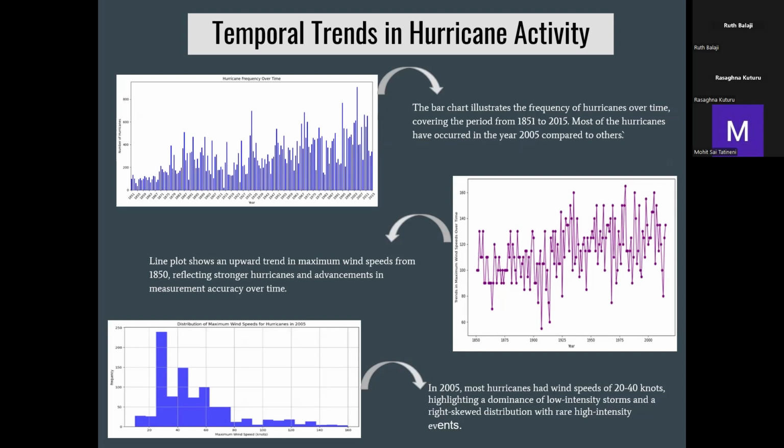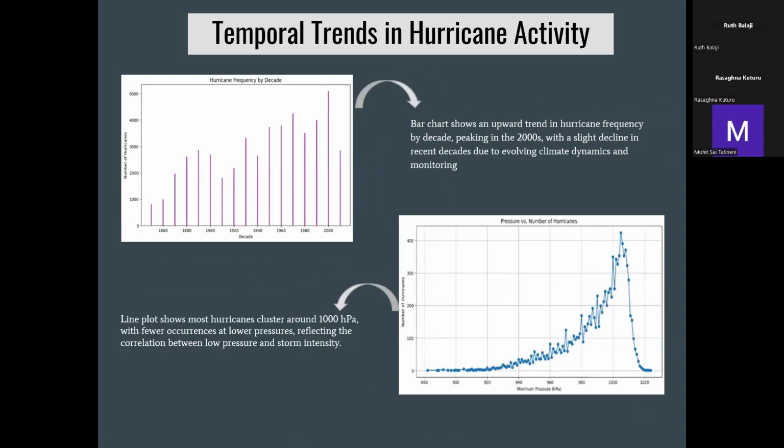And the line chart highlights an upward trend in maximum wind speeds, reflecting both stronger storms and advancements in measurement accuracy. This aligns with our findings from climate studies indicating a rise in storm intensity due to warmer sea surfaces.